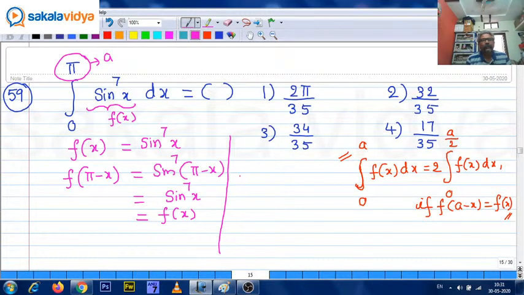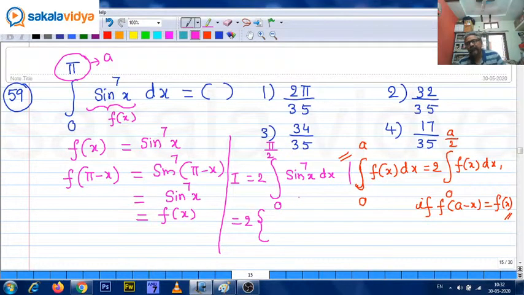Now integral I becomes 2 times integral 0 to pi/2, very carefully observe, a/2 means pi/2, sin x to the power of 7 dx. Now 7 is an odd number. All of you listen very carefully, I will explain an important shortcut. Already 2 is there, keep it outside, no problem. We are only discussing integral 0 to pi/2 of sin^7 x dx.